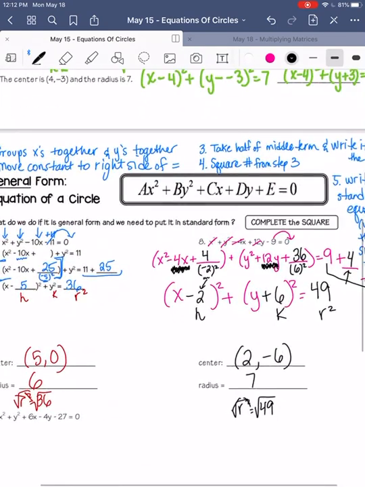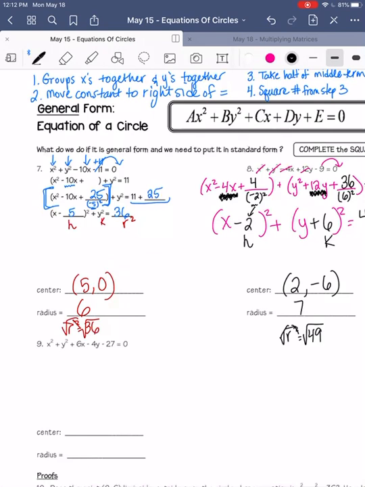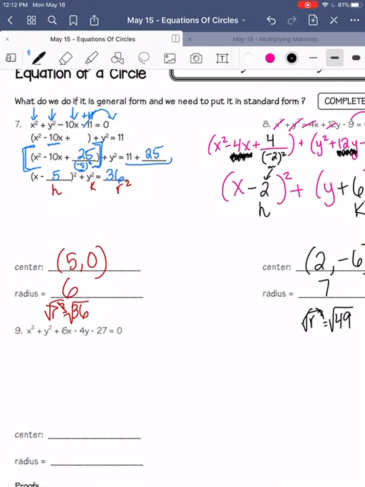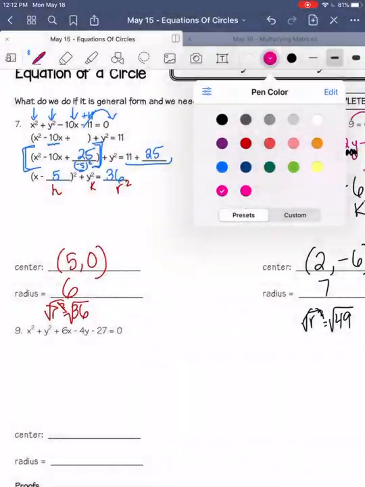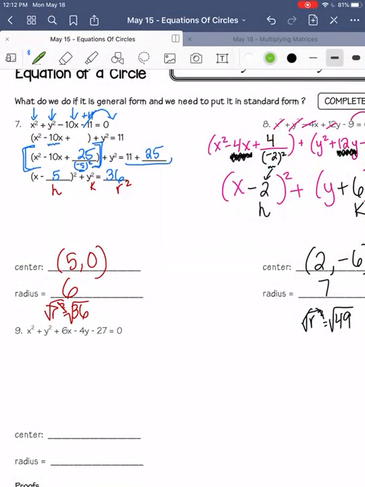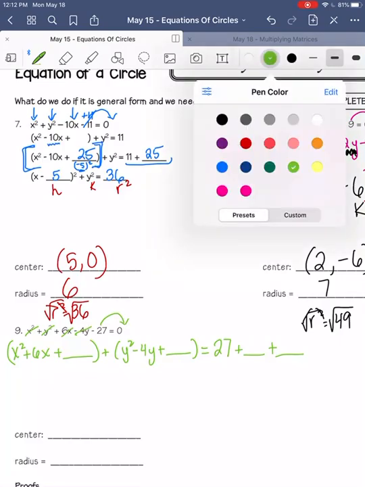Okay? All right, let's do it one more time and see if it kind of makes sense this last time. All right, let's group the x's together. So x squared plus 6x plus blank. And then y squared minus 4y plus blank equals, all right, take the constant over, so that's going to become a positive 27. And then plus blank, because I have to keep the equation balanced.